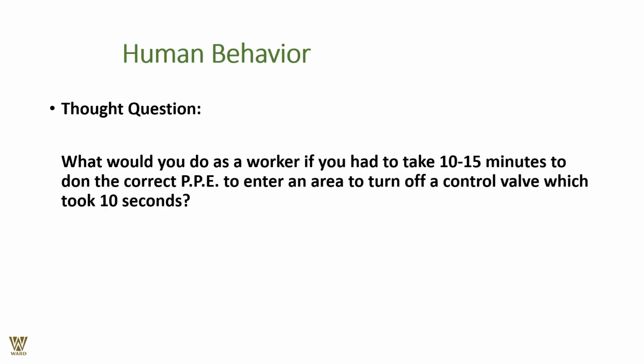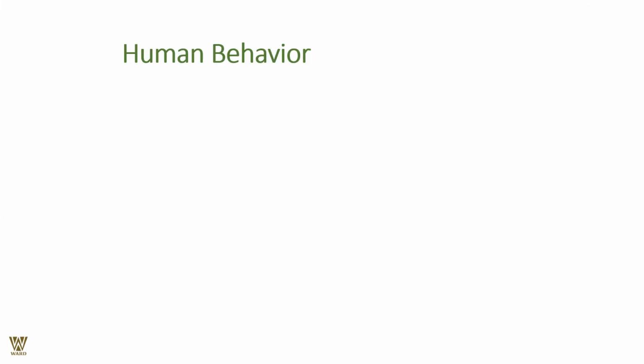Now, the third question is, what would you do as a worker if you take around 10 to 15 minutes to don the correct PPE, that is personal protective equipment, to enter an area to turn off a control valve, which only takes around 10 seconds? So you have to prepare for a 10-second job with 600 to 900 seconds of work around it. So 10 to 15 minutes of arming yourself with personal protective equipment just to switch off a control valve, which might take less than 10 seconds. The chances are people might not follow the procedure altogether. They might not follow the procedure, but then this will have a catastrophic effect on their health.